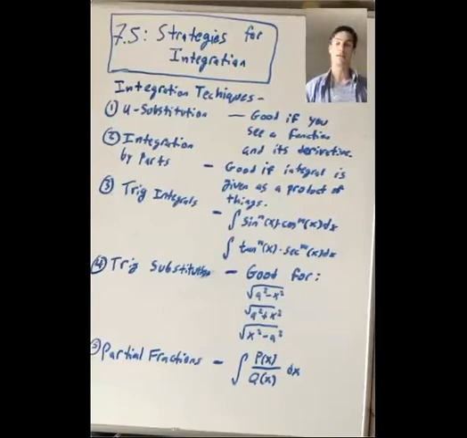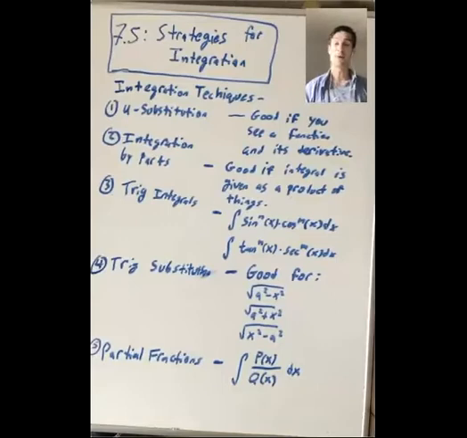Another place that U substitution worked really well is when you have the integral of an inner function and an outer function. If you have an expression like e to the cosine of x, often it's good to let u be equal to the inner function.